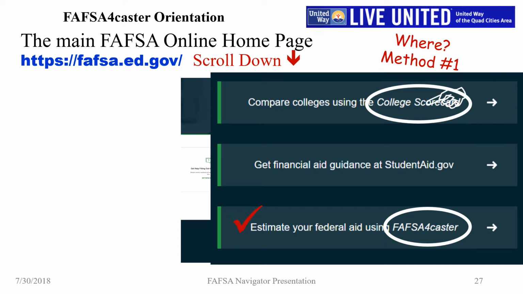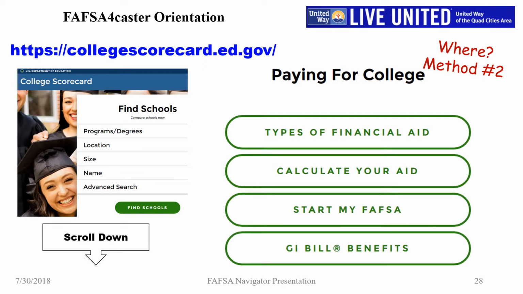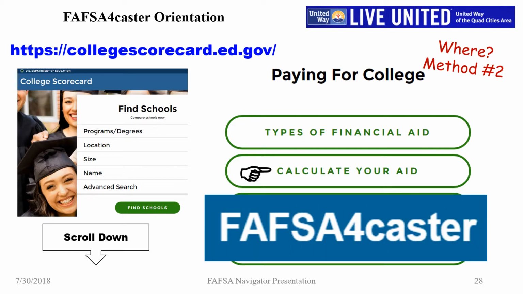Click on the college scorecard, and once you are into the college scorecard page, it starts with the Find Schools function. Scroll down the page past Find Schools to the Paying for College section. The second option is Calculate Your Aid, and this will jump you to the FAFSA Forecaster. That's method number 2. Note again that the college scorecard has its own web address. So those are 2 methods of the 6, both found at the bottom of the main FAFSA website.